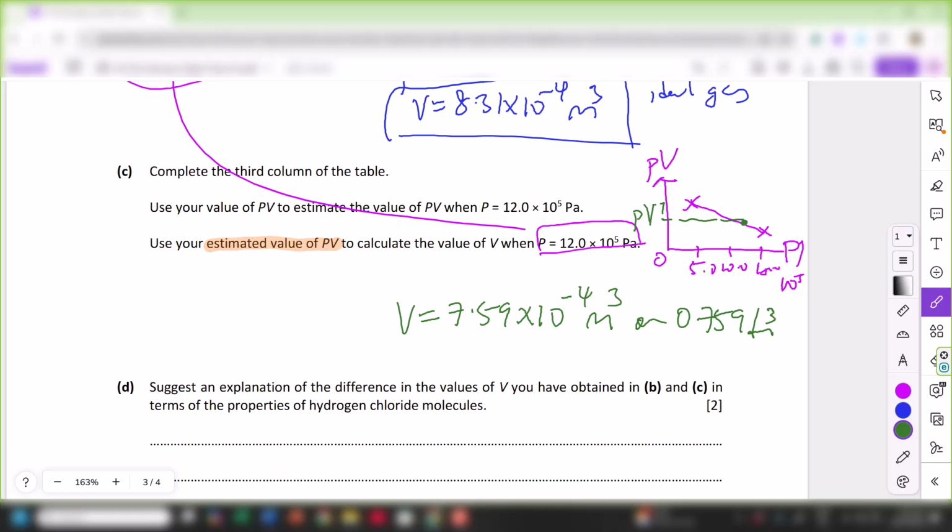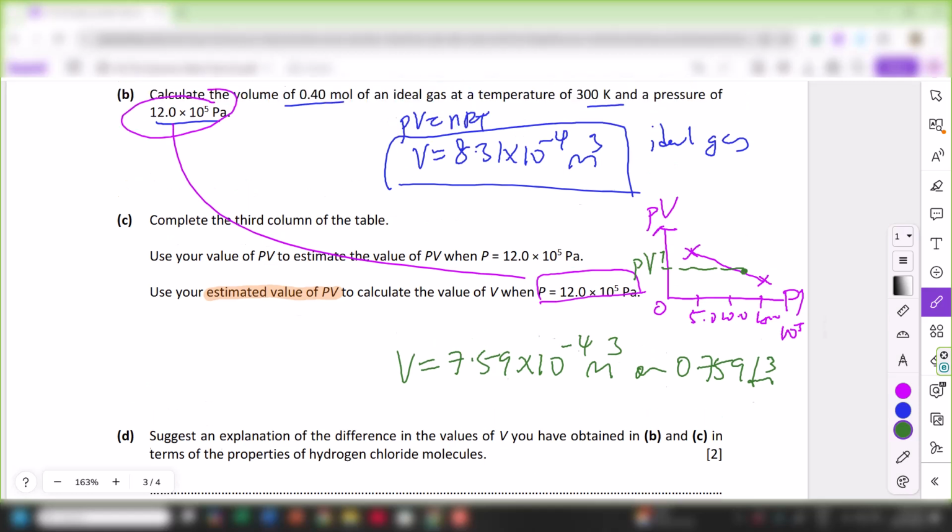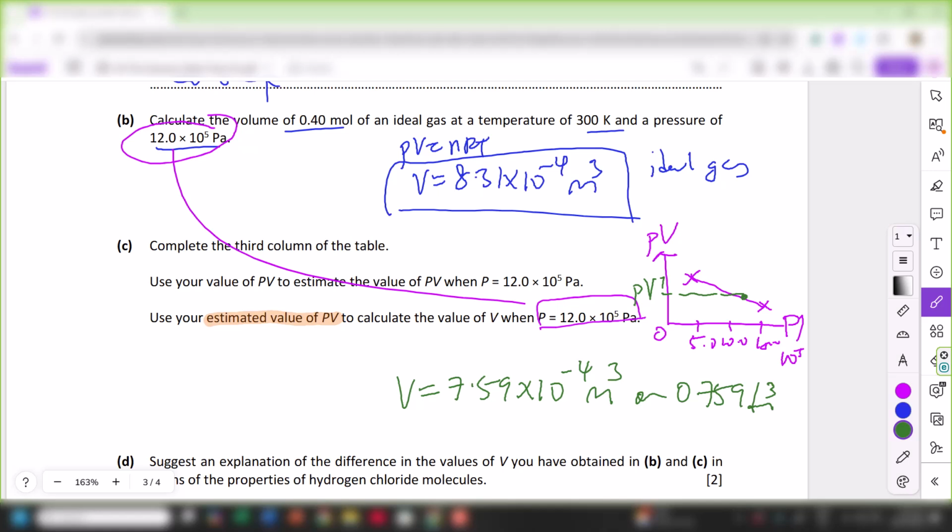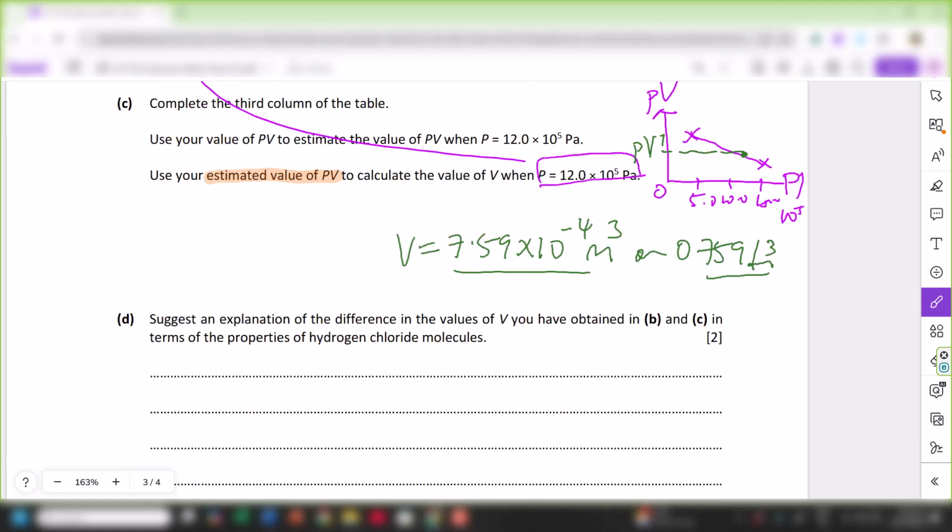Your value will be a bit different if you use a different segment of the graph. So do not be too alarmed if your final answer is a little bit different, but it won't be too different. If your answer is like 0.6 something, then it's really quite different. But if your answer is like 0.74 something or 0.76 something, I think that's still fine. You'll notice that this value is lower than that of the ideal gas equation, the one you used the ideal gas equation to solve. So naturally, you're going to expect the next part, right?